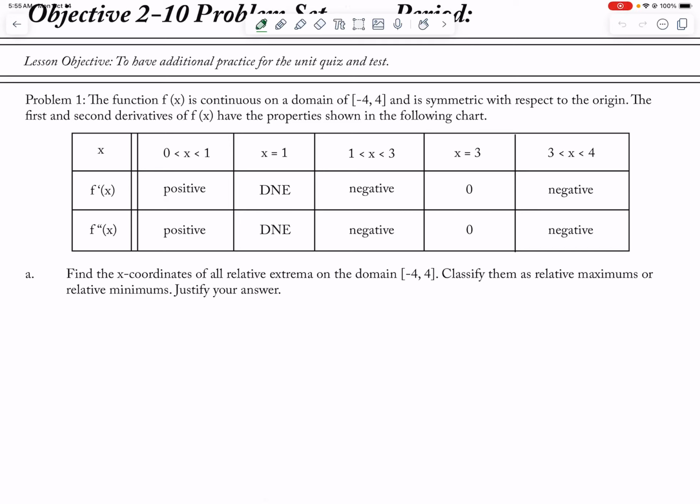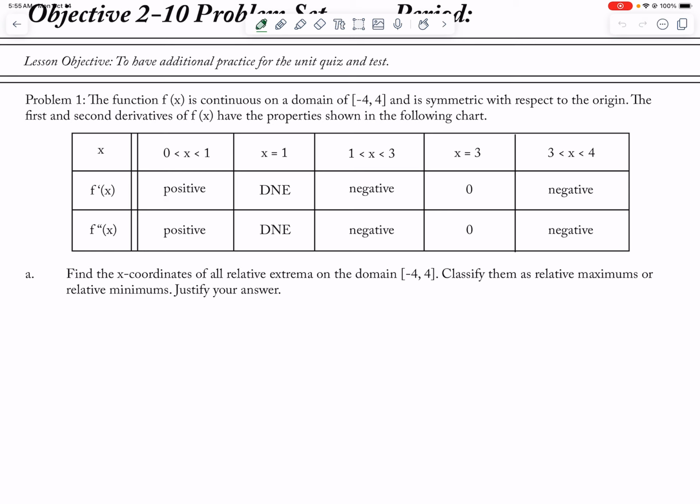Okay, so let's go ahead and take a look at this objective. What you're looking at here is I just didn't give you guys the equation. I'm giving you guys the chart, and I want you guys to interpret the chart based upon the information that's given. So find all the x coordinates for the relative extrema on this domain.